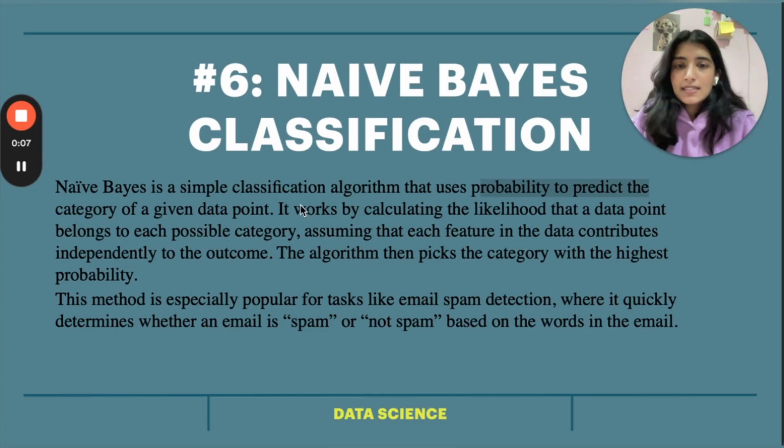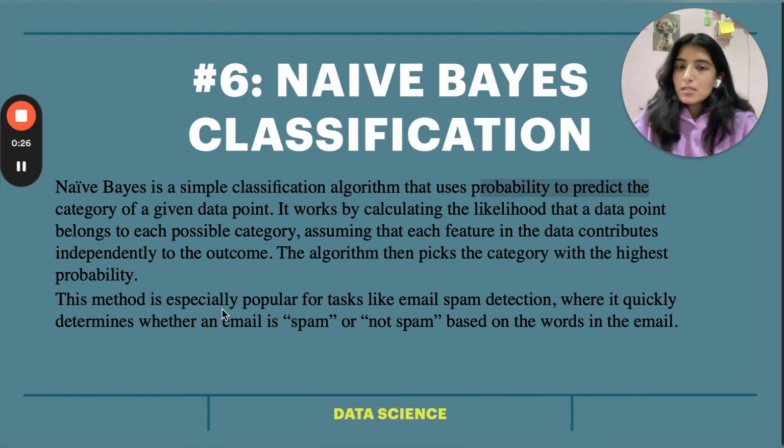Naïve Bayes is a simplified classification algorithm that uses probability to predict the category of a given data point. It works by calculating the likelihood that a data point belongs to each possible category, assuming that each feature in the data contributes independently to the outcome. The algorithm then picks the category with the highest probability.